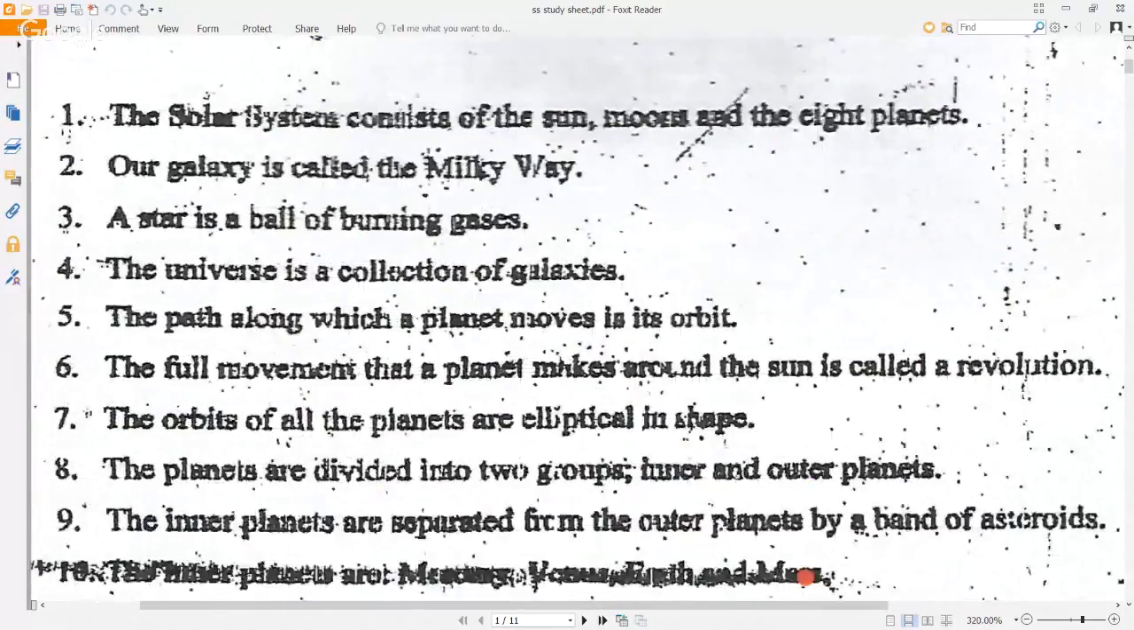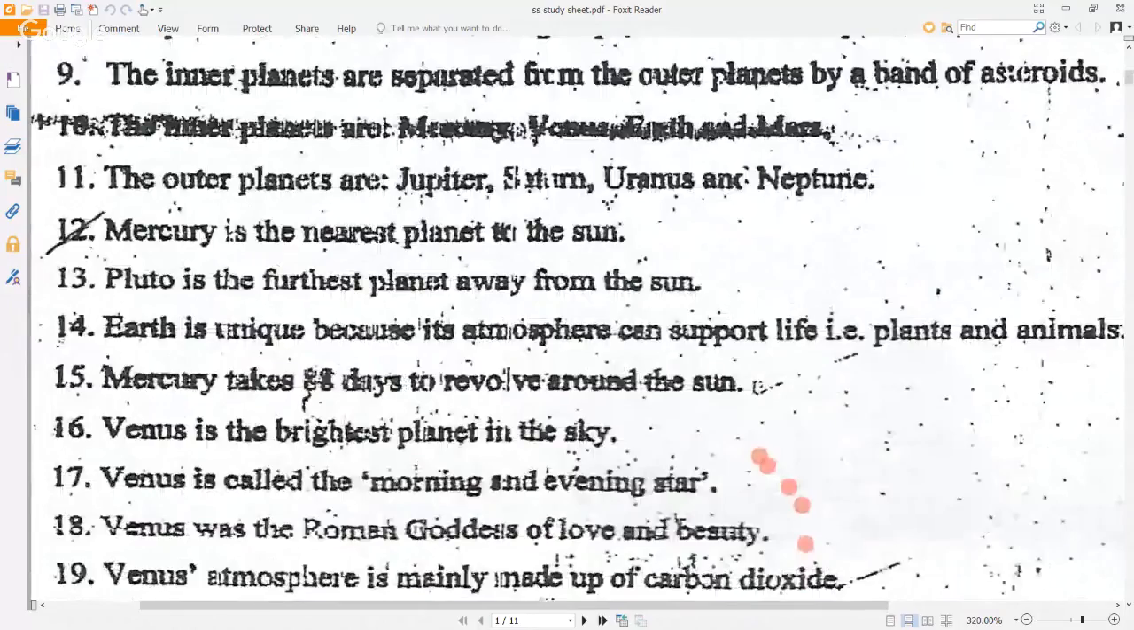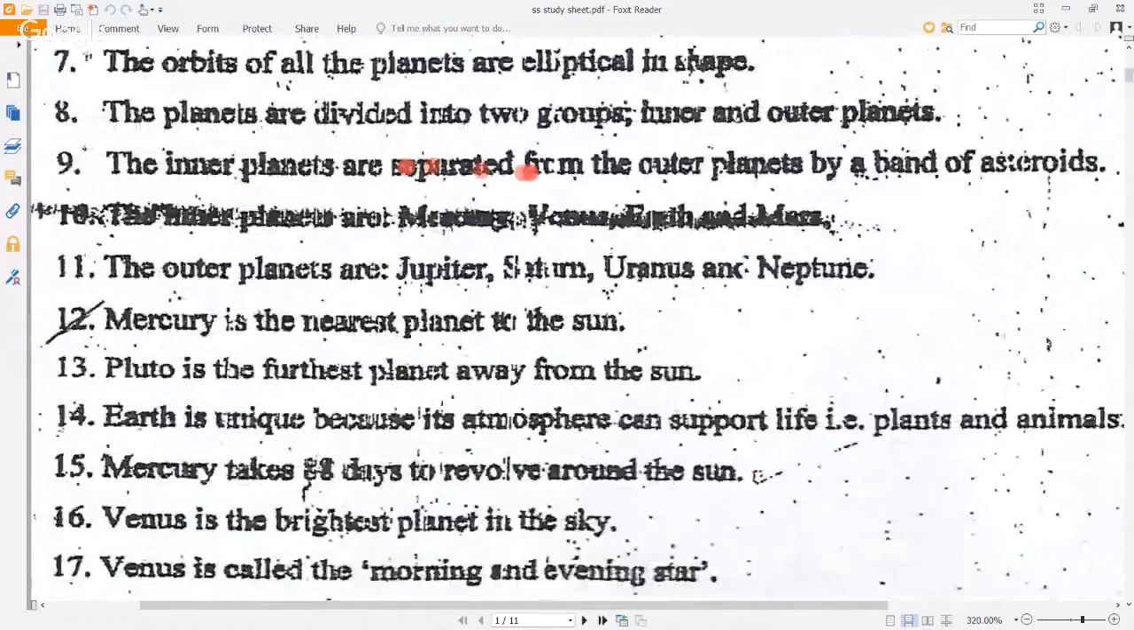The inner planets are separated from the outer planets by a band of asteroids, and we call that the asteroid belt. The inner planets are Mercury, Venus, Earth, and Mars. The outer planets are Jupiter, Saturn, Uranus, Neptune. Mercury is the nearest planet to the sun. Pluto is the furthest planet away from the sun.